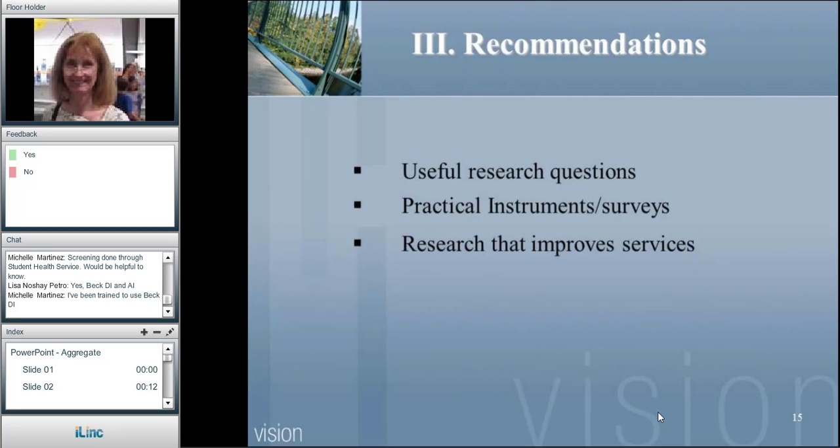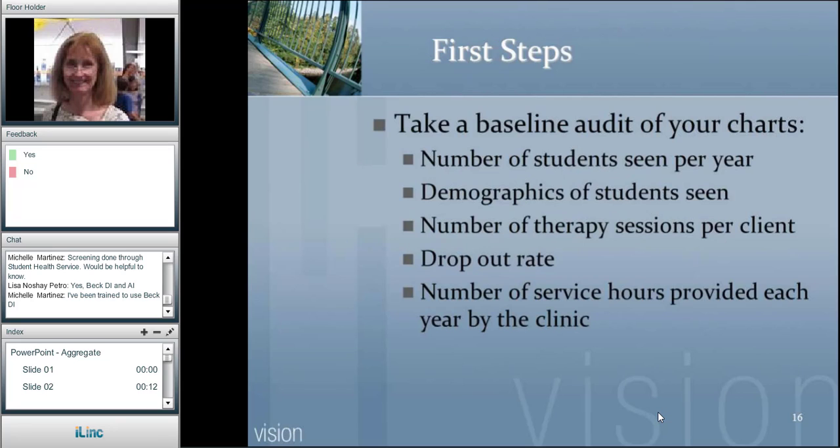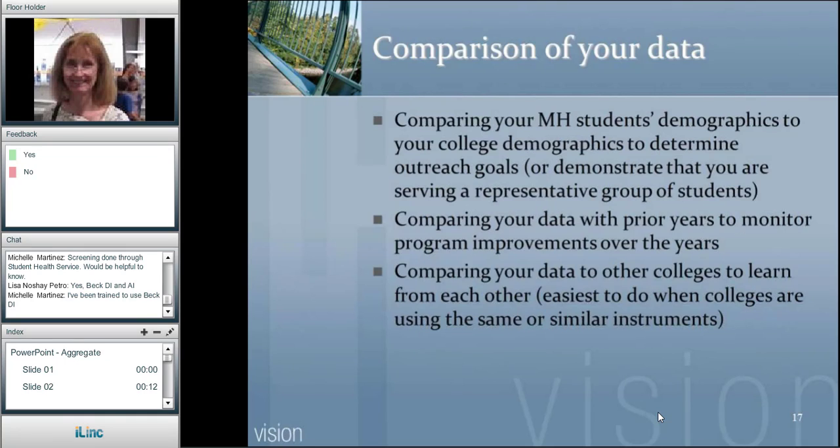So your first steps are go ahead and do your baseline audit. Just your number of students seen per year, demographics, therapy sessions per client, dropout rate, and your number of service hours. And so then you're able to compare your data to other years. You're able to compare your data to other colleges if you're using the same or similar instruments.